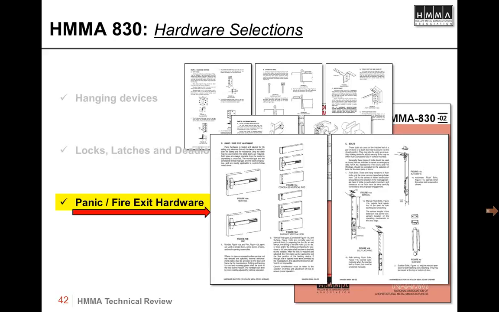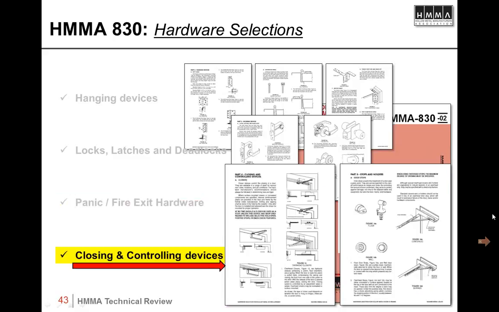Exit devices, panic devices, there's a lot of information on that because it's a very broad product category, in addition to all your bolts, internal flush bolts or surface bolts, etc. So there's a lot of information. And finally, your closing hardware, which would include surface closers, concealed closers, auto operators, door stops, etc.